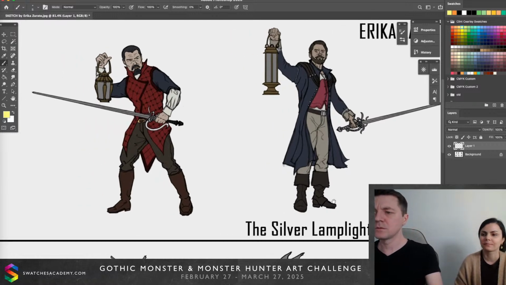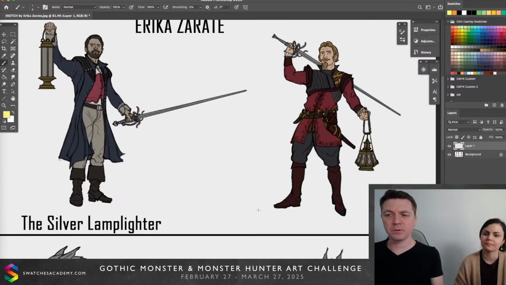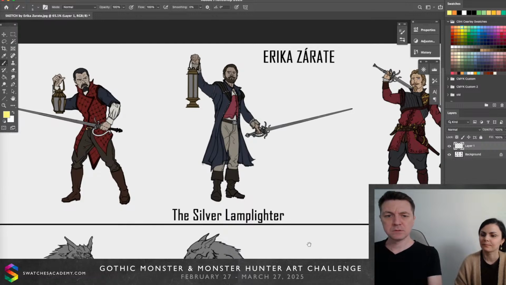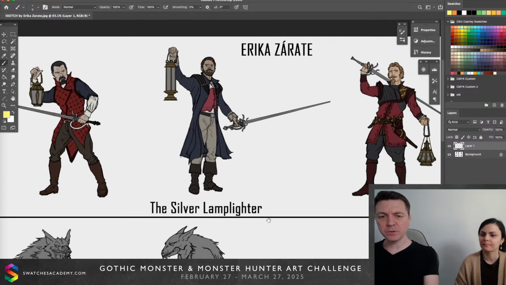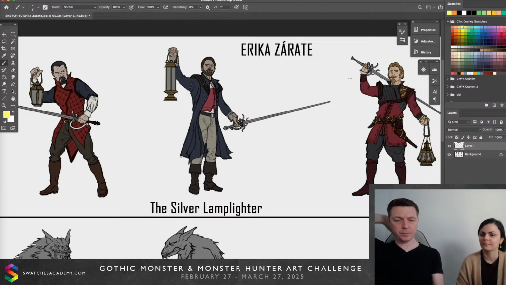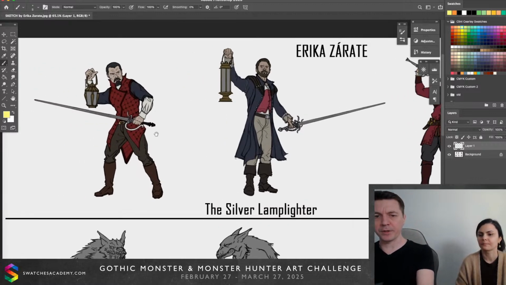Some solid pose options there. Personally, I'm going between the first two, hitting me a little better than the sword being way back behind the guy. He feels more alert. He feels more wary.